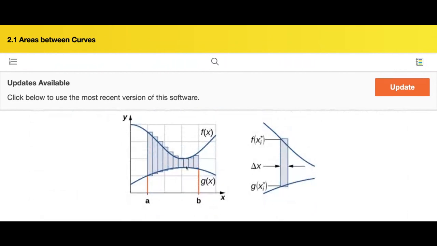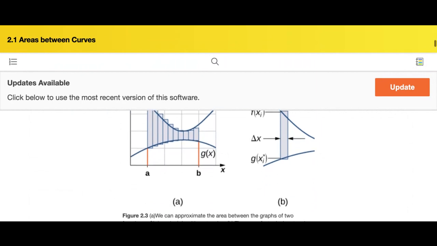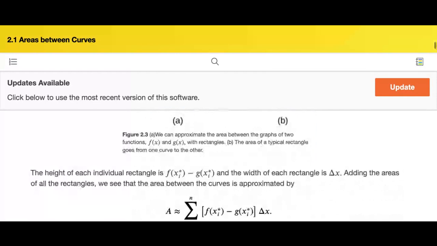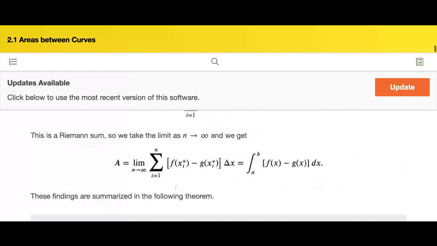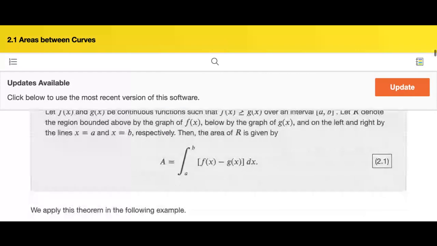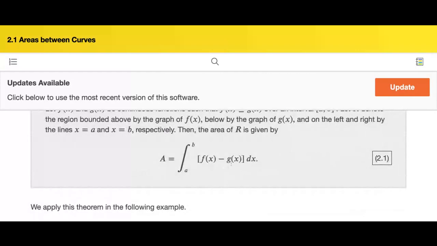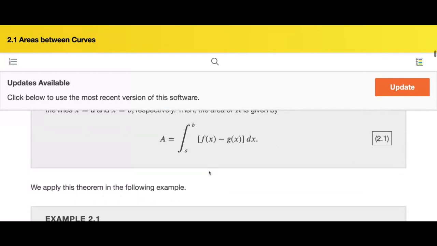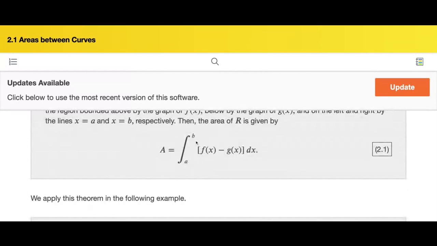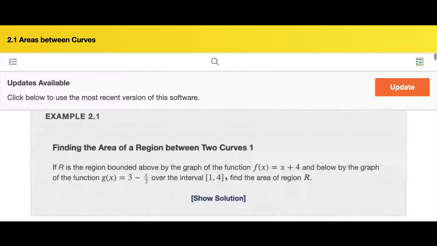Well, the idea is exactly the same as before, right? So the definite integral comes from taking the limit of cutting into infinitely many pieces, right? So the idea is the same, right? So the integrand is f minus g. The upper one subtract the lower one, of course, over the interval, right? So we have a lower limit and an upper limit.